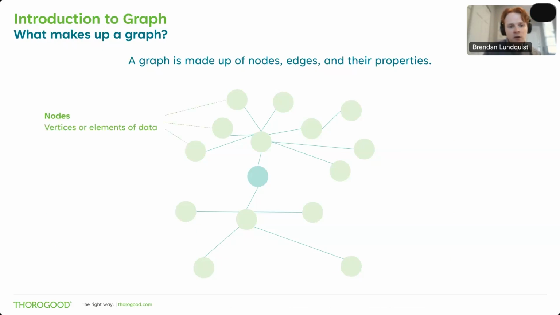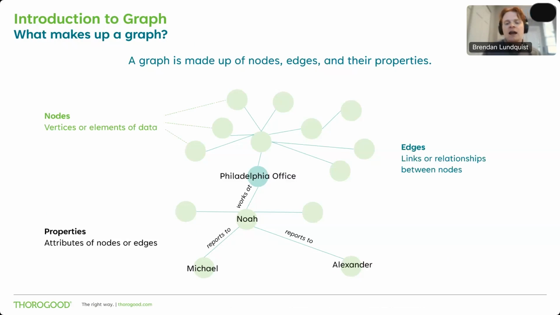So first we have our nodes, which are the vertices of our data, and edges are the links that bring them together. And nodes and edges can assume a variety of properties that are descriptive, like a given location, or quantitative, like units sold, or something as well.